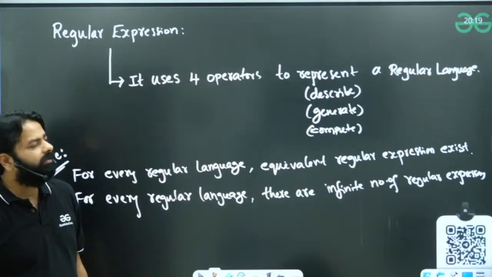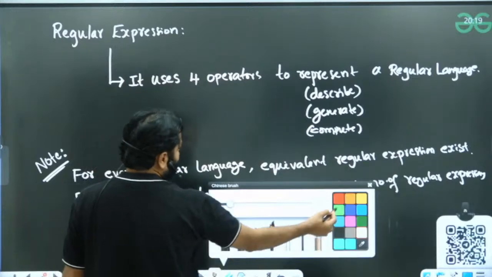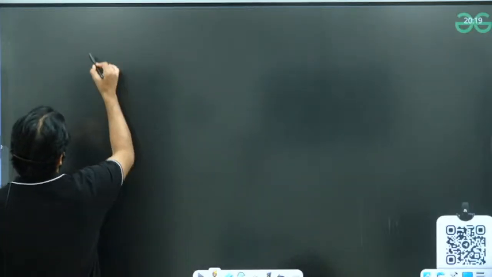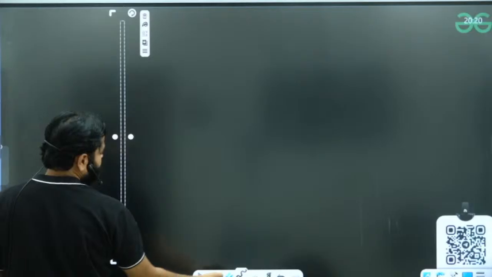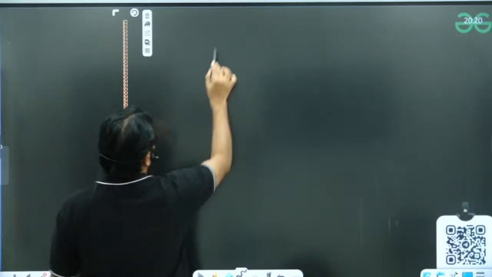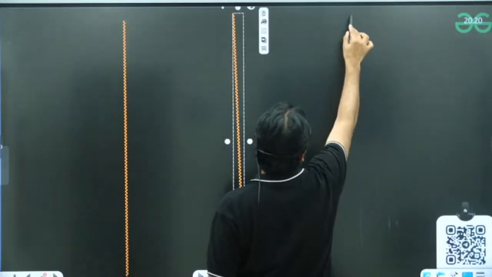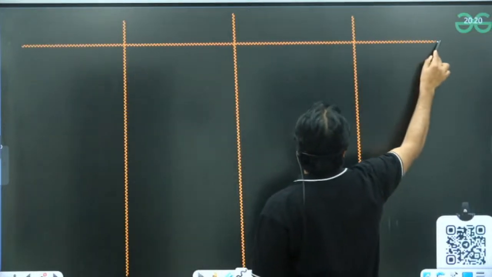Everybody understood the point? So what are those 4 operators that we are going to learn? Any idea? And any doubt that you have, you can scan this QR code and ask the doubts through Telegram also. What are those 4 operators that you require to learn in this topic? I said 4 operators, right? What are those 4 operators that will help you form a regular expression?